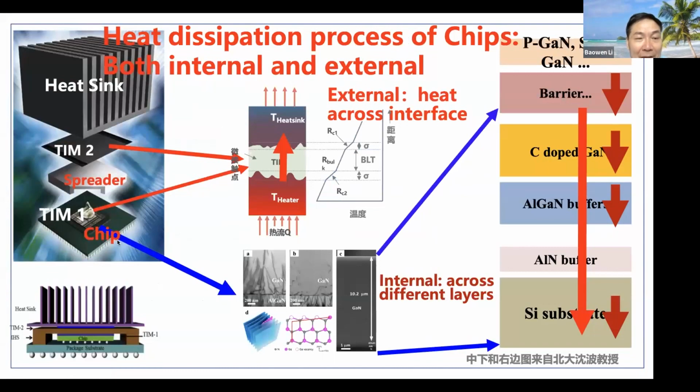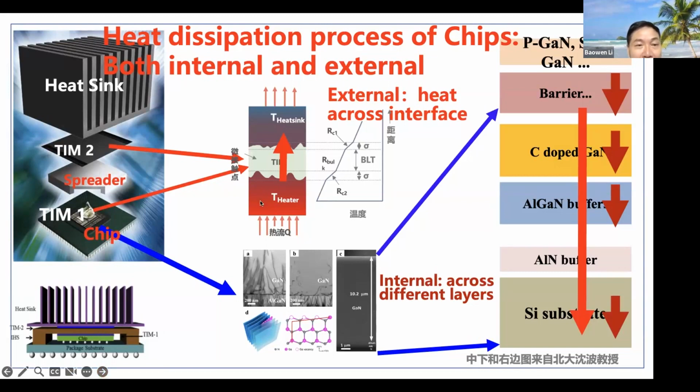If we look at how the heat goes through the chips from inside to the outside, usually we have a chip here, and then we need a thermal interfacial material one to get the heat from the hot spot to the heat spreader, which means making the heat more uniform in this spreader. And then from the spreader, we need another thermal interfacial material two to get the heat out to the heat sink. This is the typical electronic packaging used in today's electronic devices.